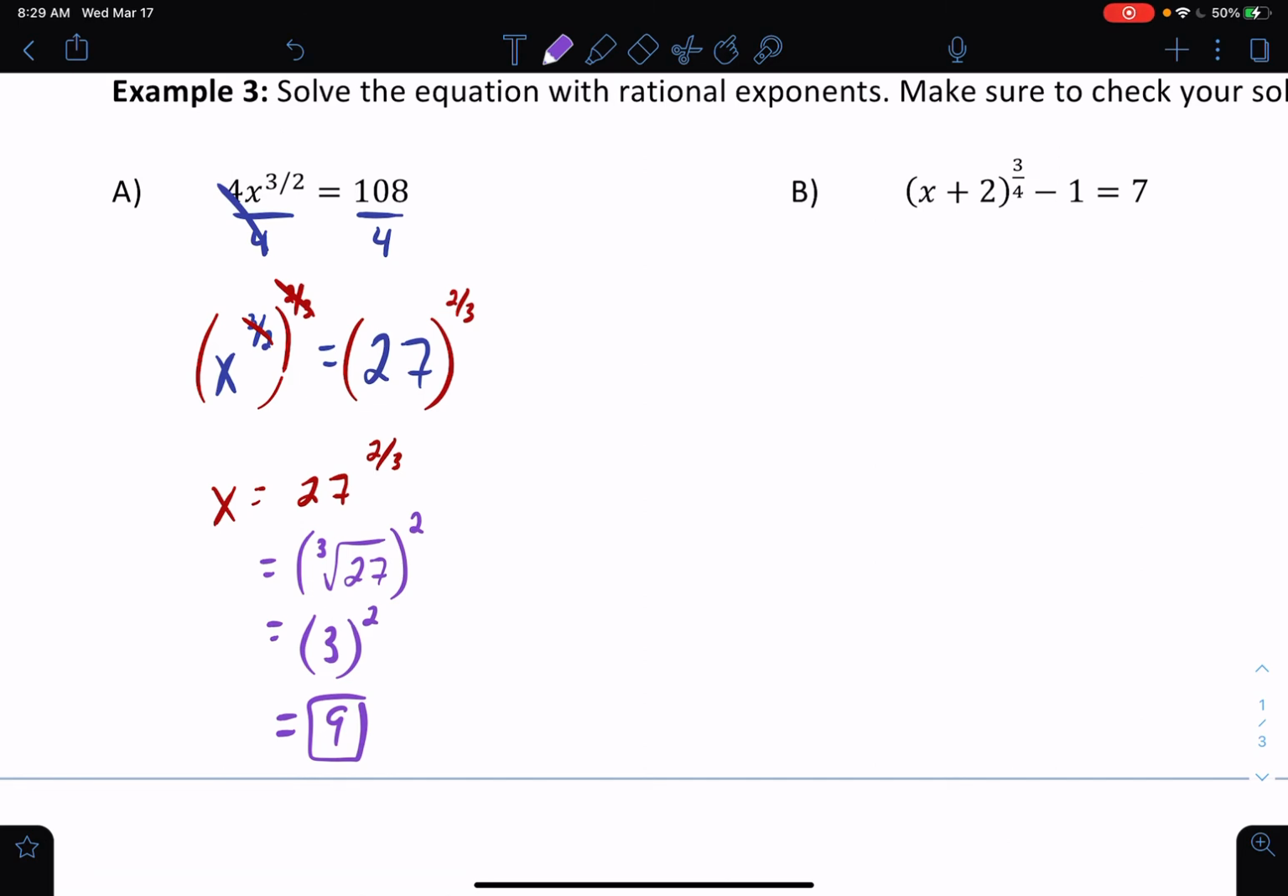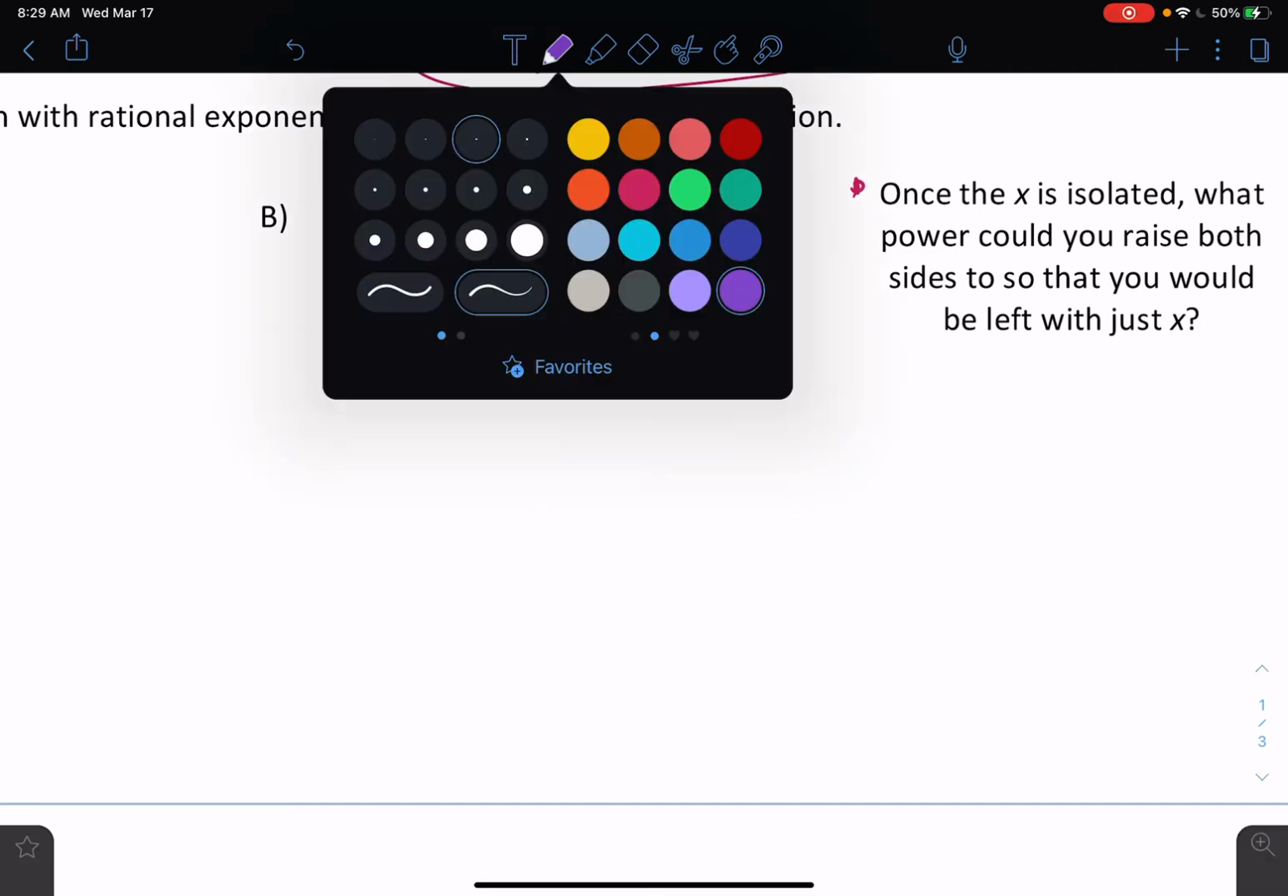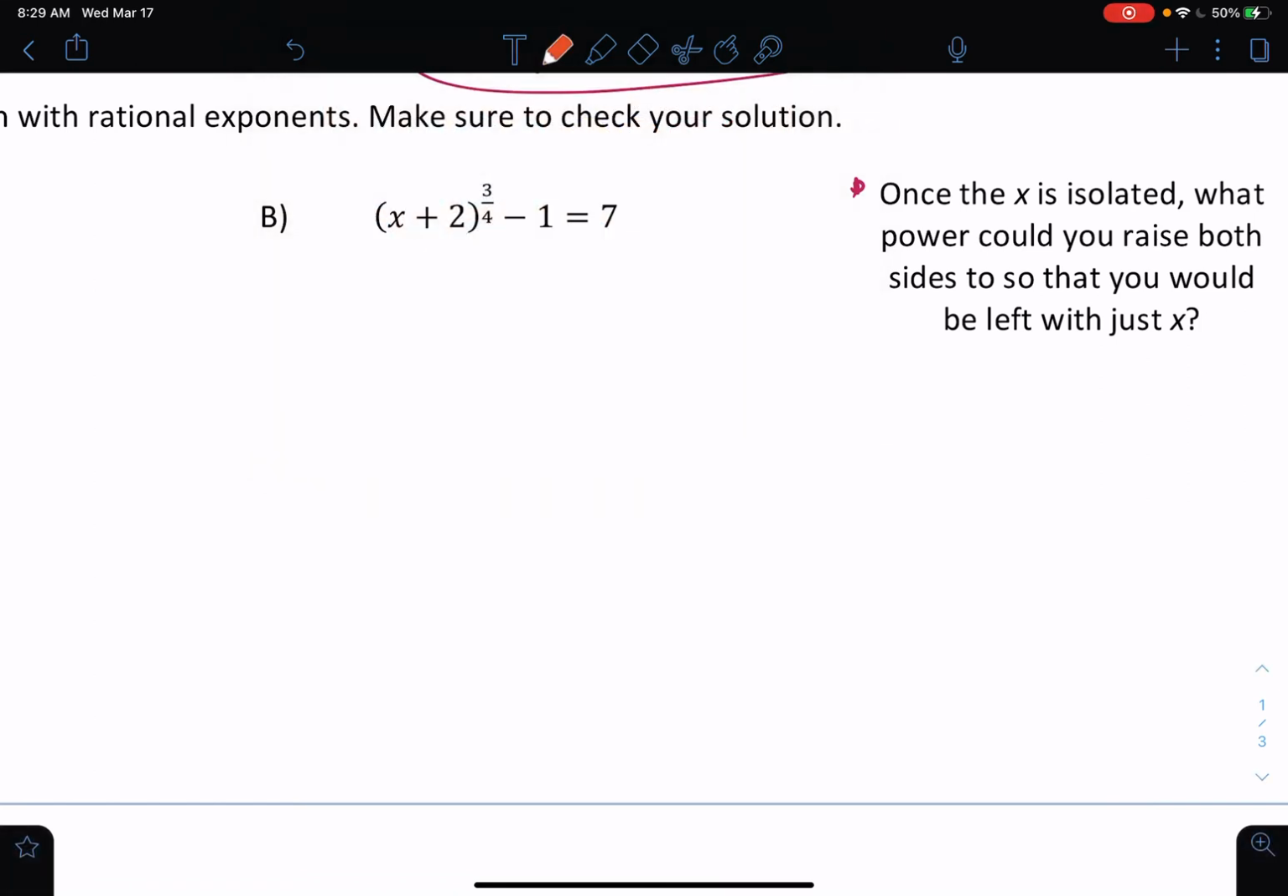What about in B? We've got x plus 2 to the 3/4 power minus 1 equals 7. Here, the first thing we need to do is get this expression with x by itself. So I need to add 1 to both sides. So I'll get x plus 2 to the 3/4 power equals 8.